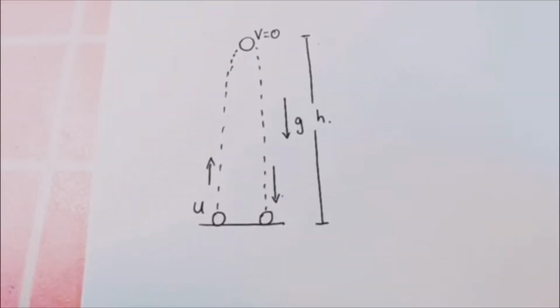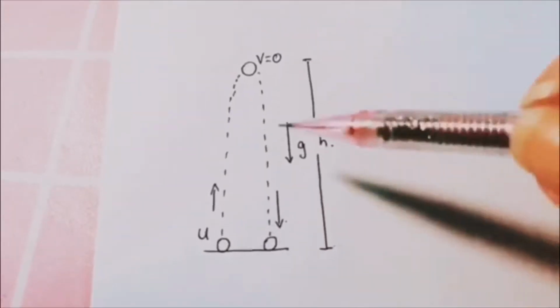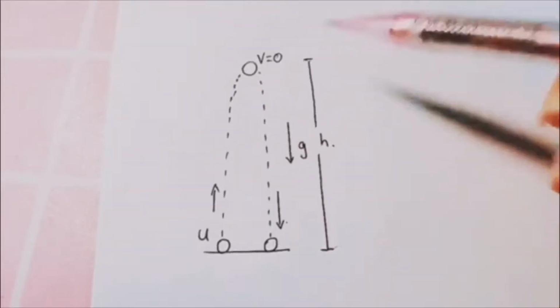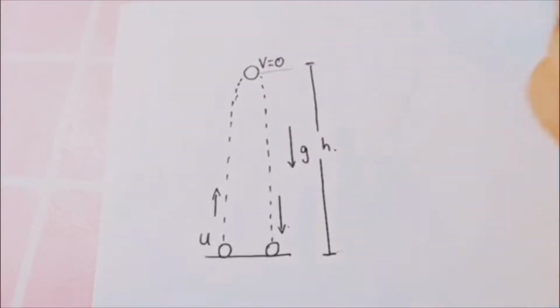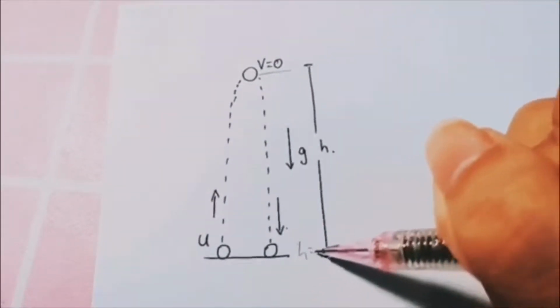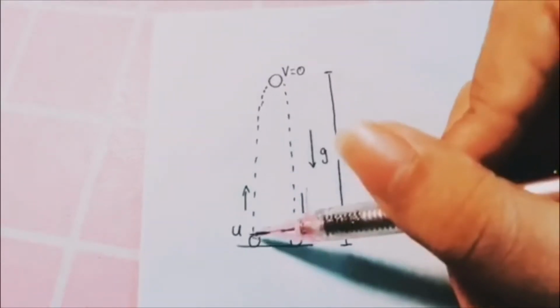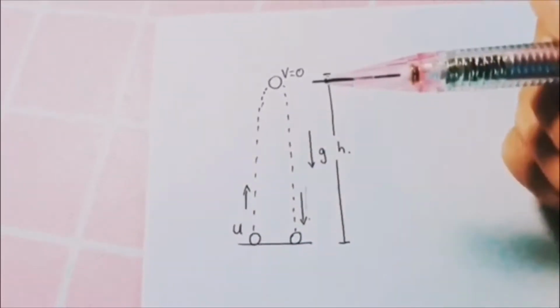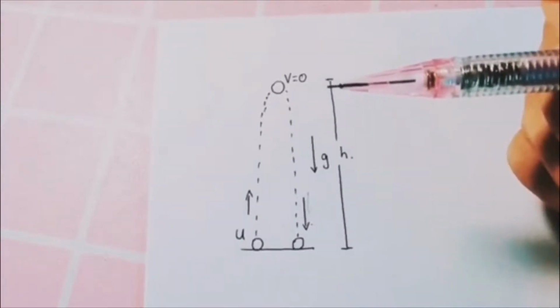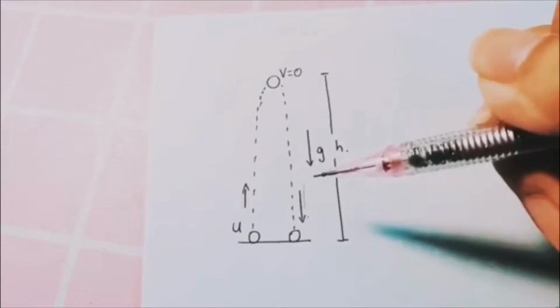When you throw an object vertically upward, from here to here is the height. When the height is maximum, the velocity is 0. When the height is 0, the velocity is maximum. When the object is going up, the velocity decreases. When the object is coming down, the velocity increases.